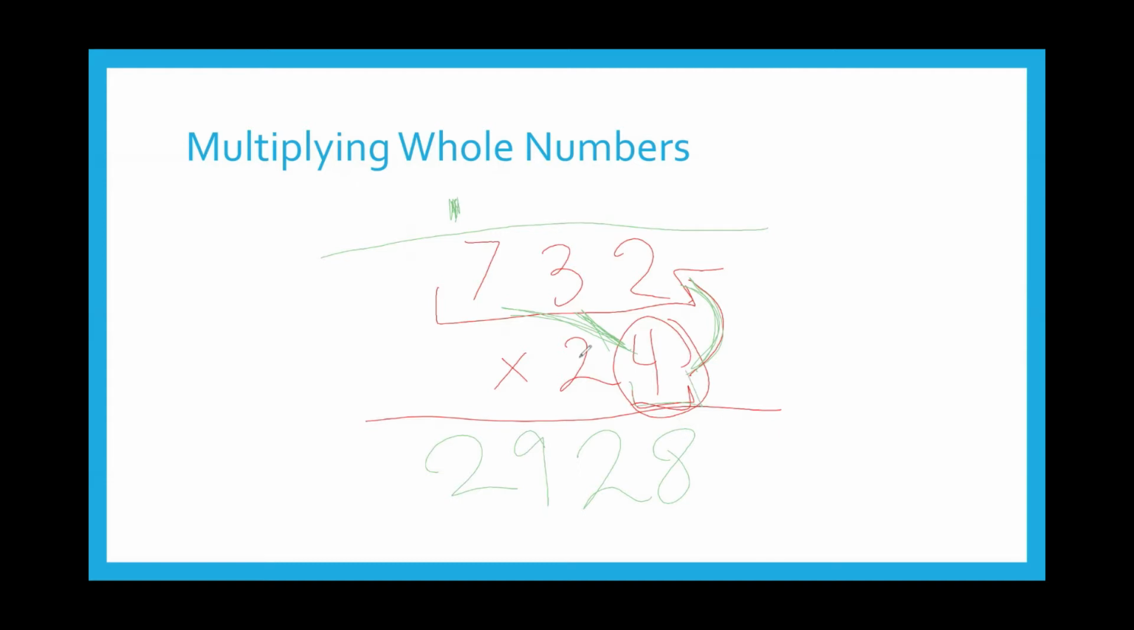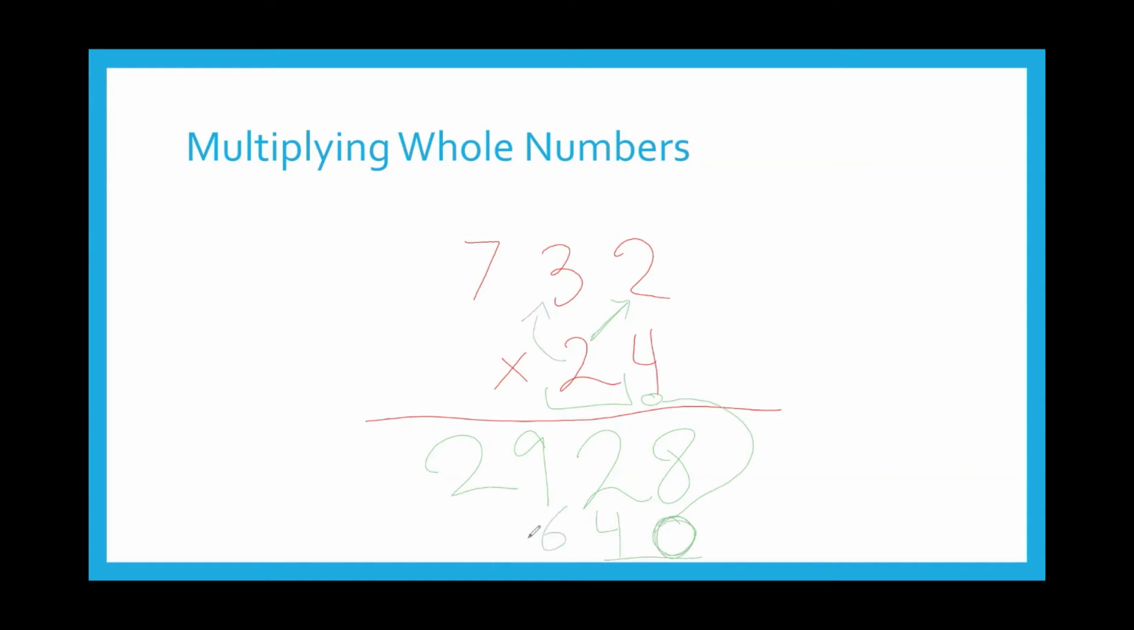Now we're going to do the 2, but the 2 is not really a regular 2, right? The 2 actually represents a 20. So because it's a 20, I'm going to put this placeholder 0 down here and then pretend like it's just a 2. So now I have 2 times 2, which is 4. Again, because if we pretended it was a 20, 20 times 2 is 40. So that's why we add this 0. Then we have 2 times 3, which is 6, and then 2 times 7, which is 14.